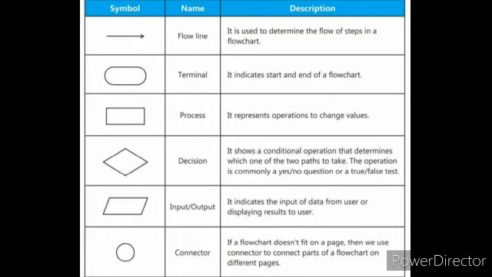The next symbol is the parallelogram, which is input output. It indicates the input of data from the user or displaying results to the user. And the next one is the circle, which is the connector. If a flowchart doesn't fit on a page, then we use a connector to connect parts of a flowchart on different pages.